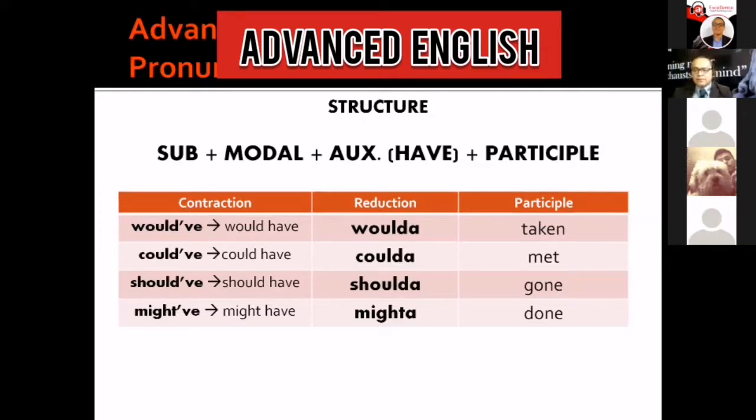Exactly. So what you got there is a reduction, which is going to help you speak. I would have taken the bus. I could have met you at the store. I should have gone with you. I might have done my homework. You see what I'm saying? And that's going to be your regular speed.